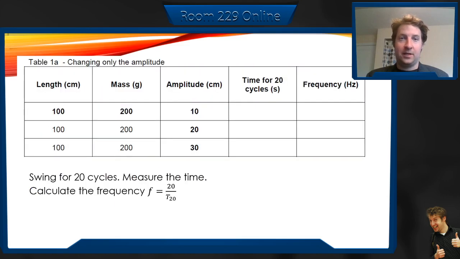Then you're going to put in your times that it takes for 20 cycles. Then we're going to calculate the frequency by being just 20 divided by the time it takes for 20 cycles. Remember that frequency is the number of cycles in 1 second, and this t20 represents the time in seconds for 20 cycles. So 20 divided by that time will give us the frequency.